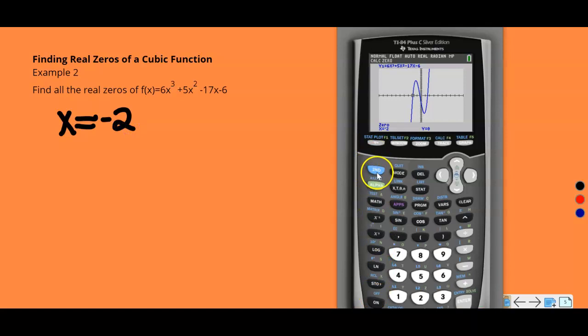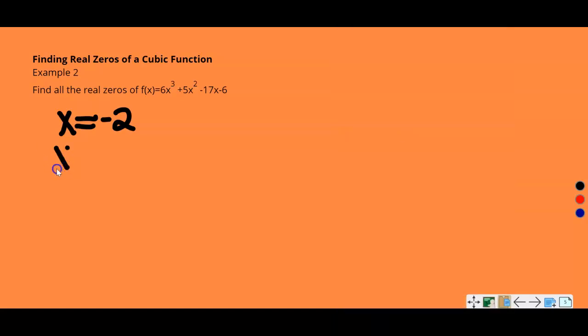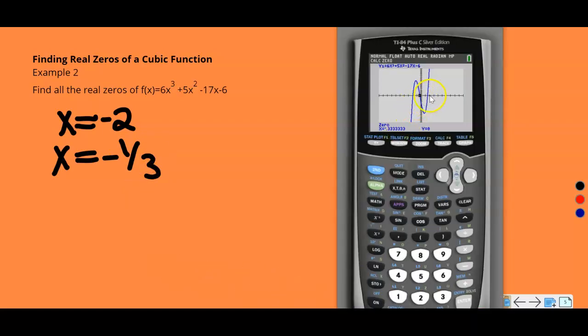And then I have to do the same process again. So second trace, I'm going to do 2. This time I'm going to find the next 0. So I'm going to hit enter to the left of it, scroll below it, hit enter again. It guesses and you have to hit enter again. So 0.333 is about -1/3. So that's going to be x equals -1/3.